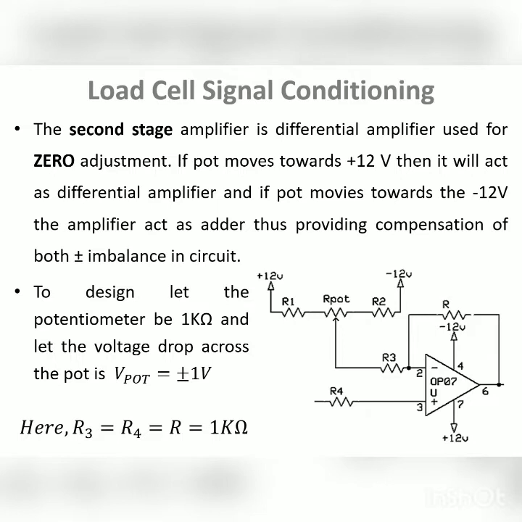To design, let the potentiometer value, that is R pot, be equal to 1K, and the voltage drop across the potentiometer be plus minus 1 volt. In the diagram, the resistors R3 equal to R4 equal to R equal to 1 kilo ohm as per the selection.